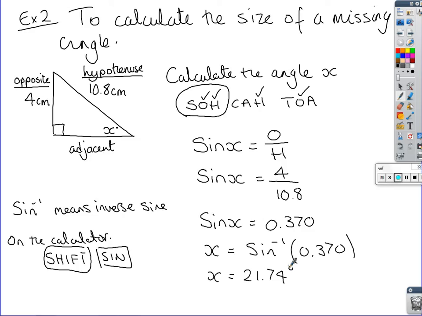And that concludes our basic trigonometry. We can use basic trigonometry in right angled triangles only, and we must be trying to find a missing side or a missing angle.